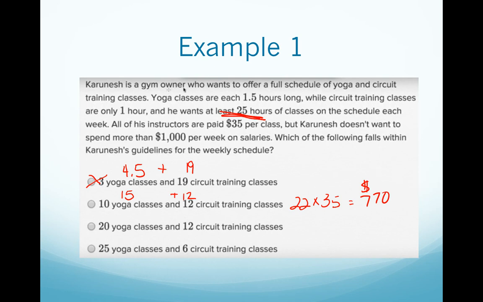And we can just double check the rest of them here. This is going to be 32 classes if we add them together, times the $35 per class, which is going to be $1,120. So that's going to exceed that amount. And then this here is going to be 31 classes, which is going to exceed the amount as well. So it has to be that second choice.